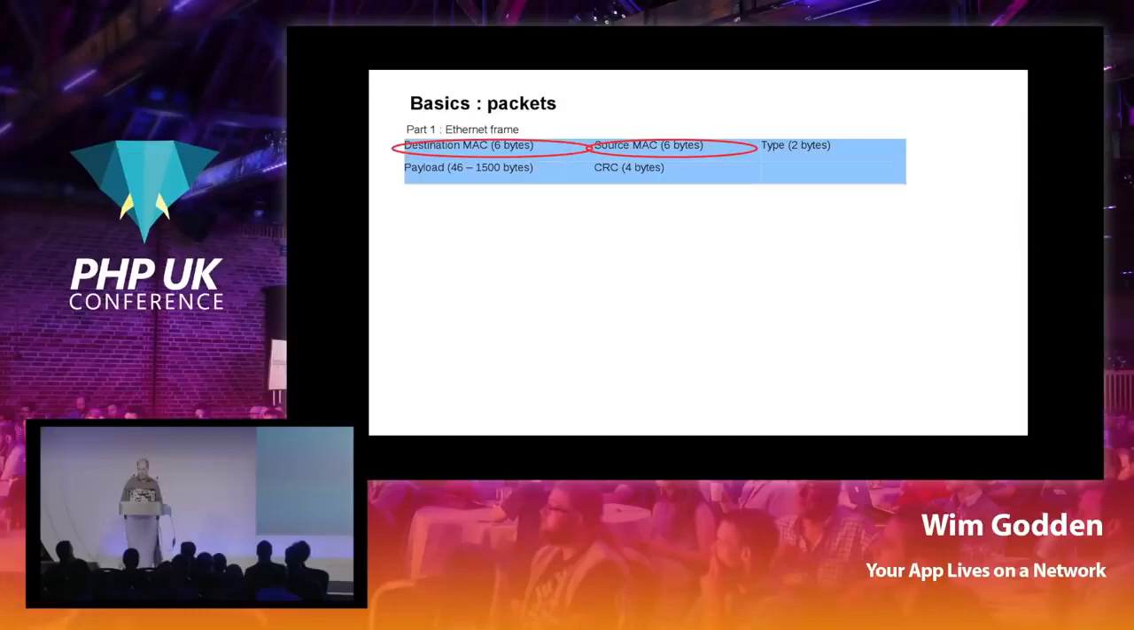What is a MAC address? A MAC address is basically a unique identifier for every single device on a network. It's supposed to be unique worldwide. But as you can tell, 6 bytes is not a whole lot. So theoretically, there could be conflicts. In reality, there shouldn't be yet. But if we keep adding more and more devices, we will run into trouble, of course, at some point.